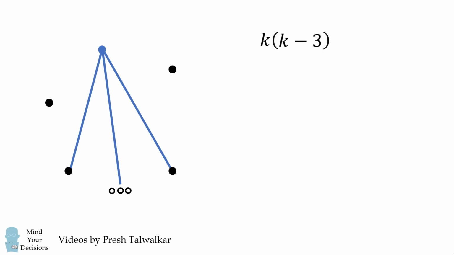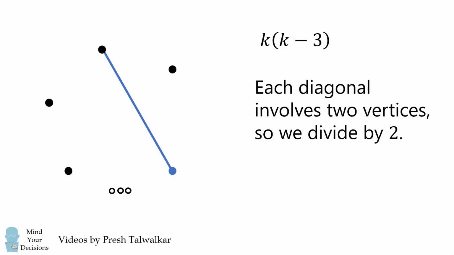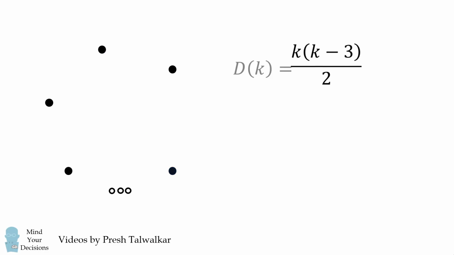If we do this for all k vertices, we have k multiplied by k minus 3. Now we have to make one more adjustment. Every single diagonal involves two different vertices. To avoid double counting, we therefore have to divide this by 2. And thus we have k multiplied by k minus 3 all over 2, and that's one way to prove the explicit formula. Another way to prove it is by considering the complete graph.